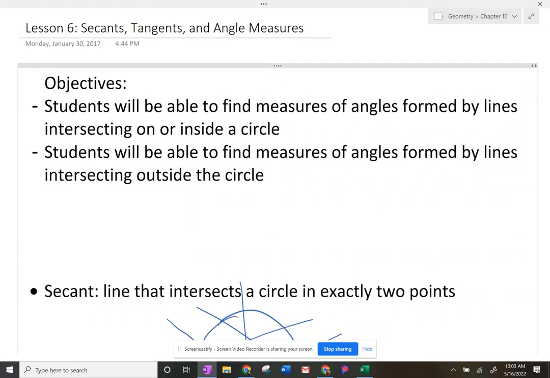Awesome. All right, lesson 6. We're dealing with secants, tangents, and angle measures. Okay, so we're going to do lesson 6. We'll do one formula from lesson 8. We're skipping lesson 7 altogether.